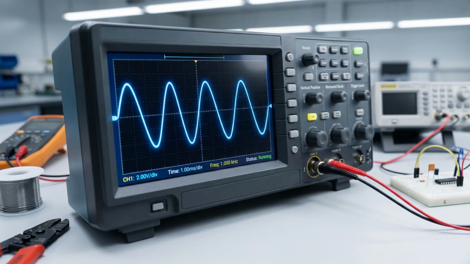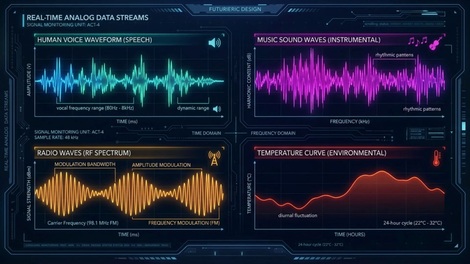In the real world, most signals are continuous. For example, your voice, sound waves in the air, temperature over time, radio waves. These signals change smoothly and continuously over time. We call them continuous time signals. Mathematically, they exist at every instant in time. But here is the problem. Computers cannot process continuous signals directly. They only understand digital data, zeros and ones. So we need a way to convert continuous signals into digital form.